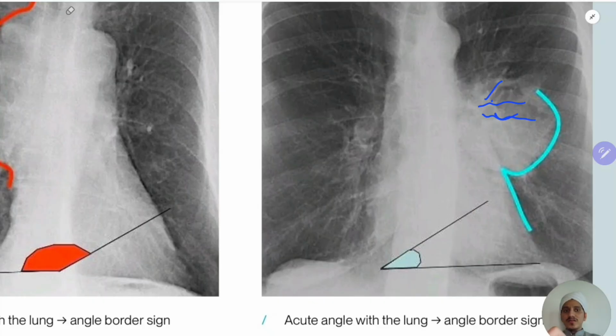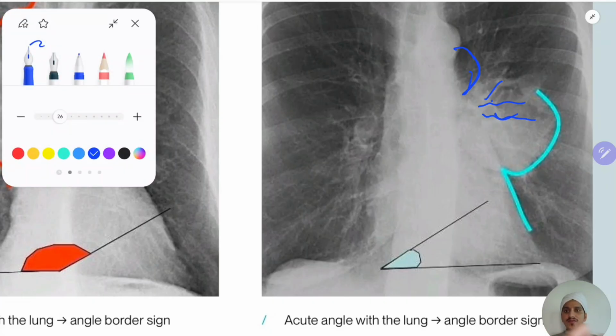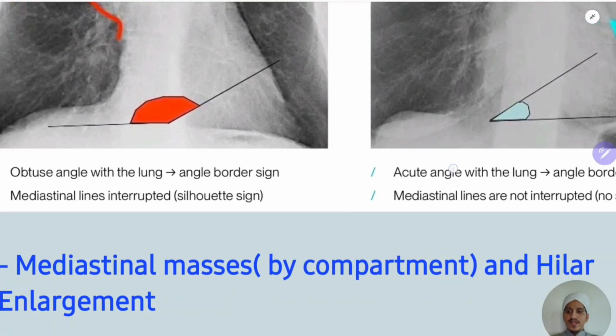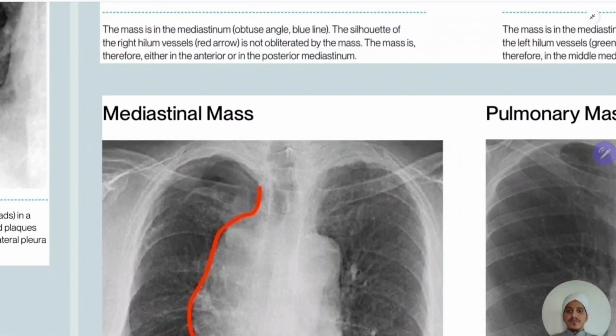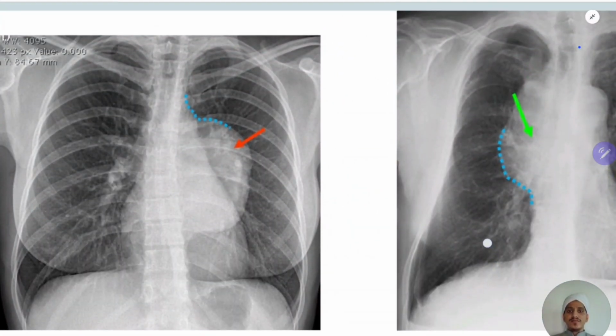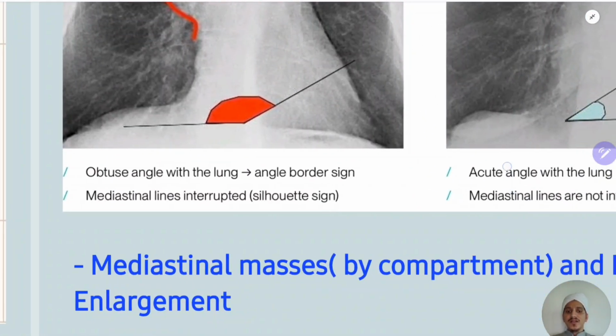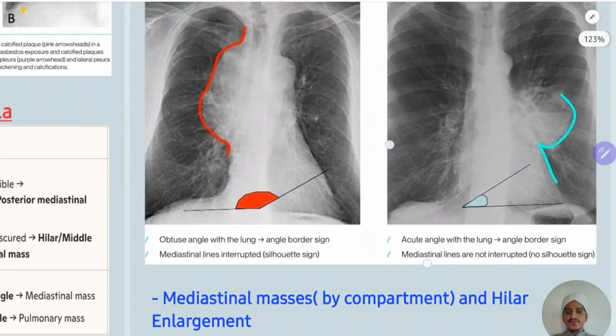And one more clue here is this aortic pulmonary window. Okay, this is in the middle mediastinum, no? So that was about the mediastinal mass and pulmonary mass. We have learned about the difference between the mediastinal mass and pulmonary mass.